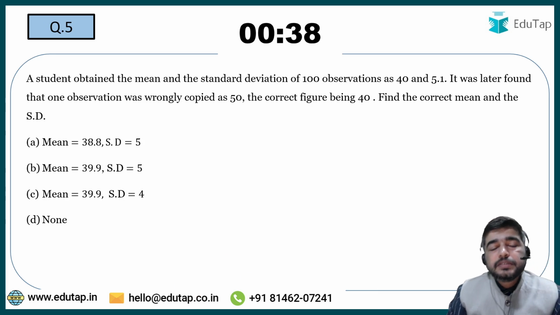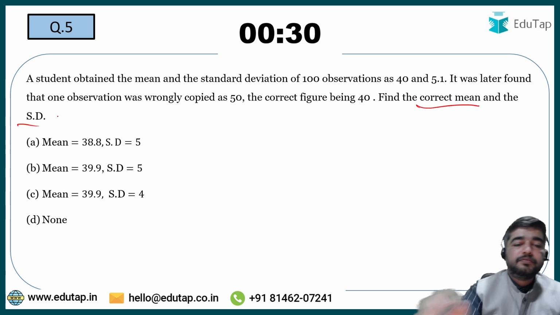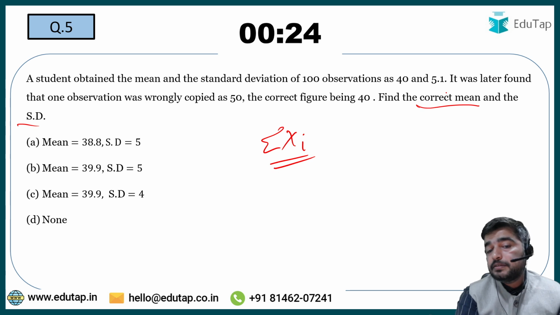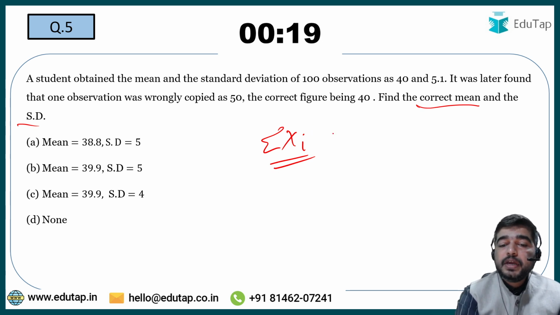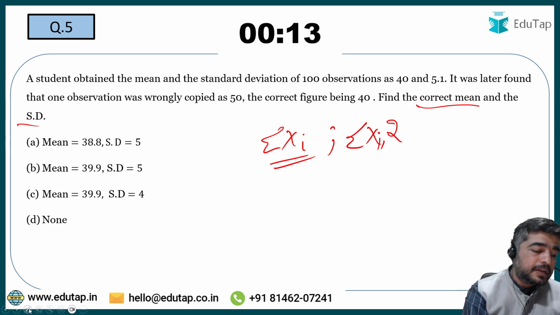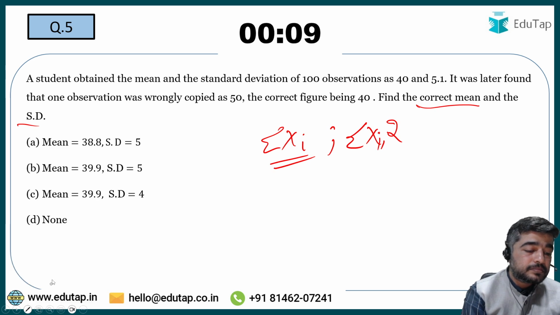Next is, such types of questions are very common, where you are given a standard deviation and mean, and you have to find the correct mean and correct standard deviation. In such questions, you have to calculate sigma xi for the correct total sum for the corrected figures, and sigma xi square. These two things you have to calculate. So first we will calculate the total corrected sum.